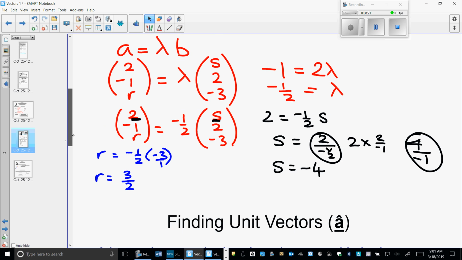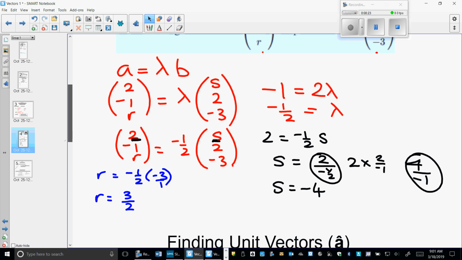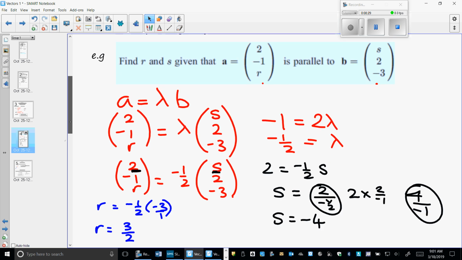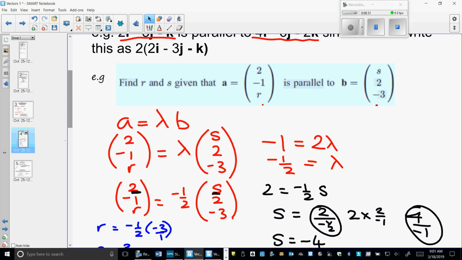Okay. So that's knowing that things are parallel. So as you can see, it doesn't have to be a whole number. Whilst we were able to bring a factor of 2 out here, that's nice and obvious, sometimes our factor can be a fraction, it can be negative. It doesn't have to be a whole number. So just be aware of that.